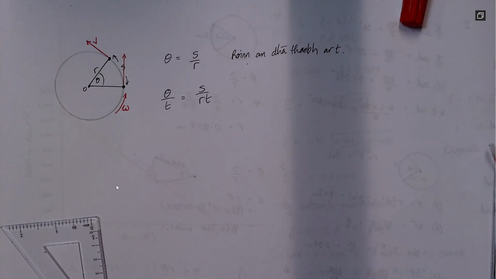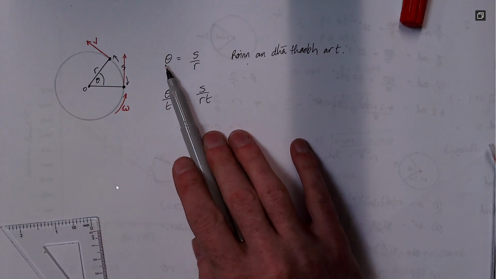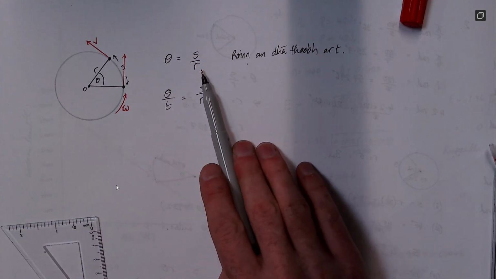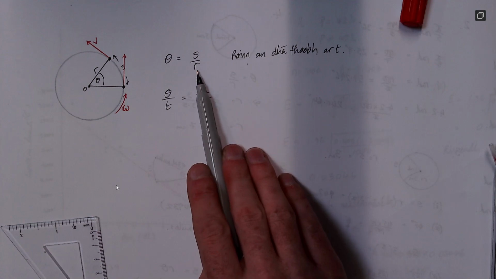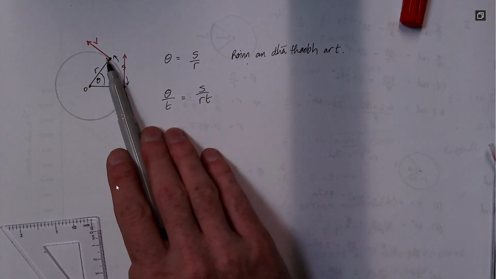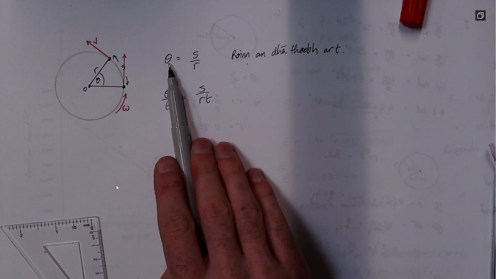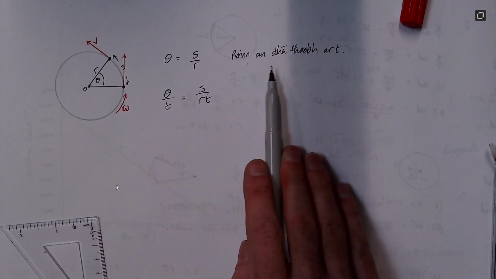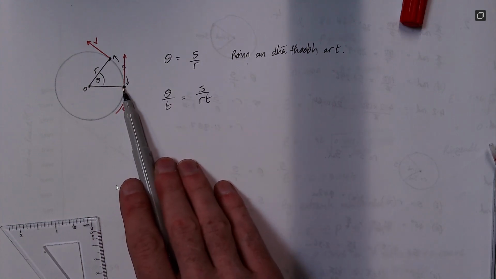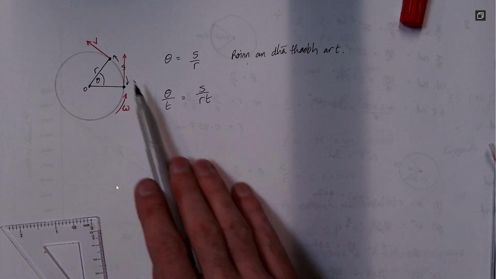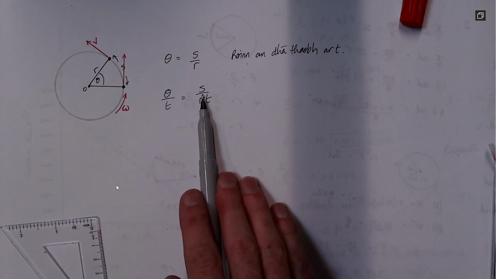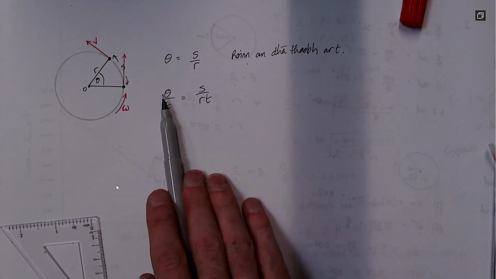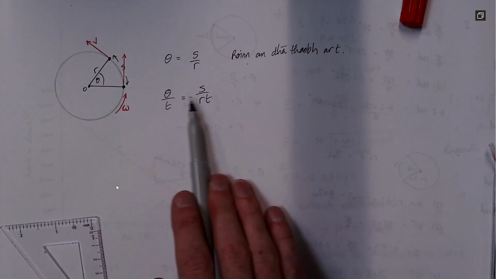Now, the angle traced out is in radians, where S is the arc length and R is the radius. So your angle in radians equals S over R, the number of radians in the angle. So angular velocity is the angle over time T.